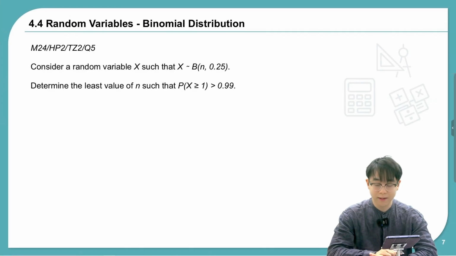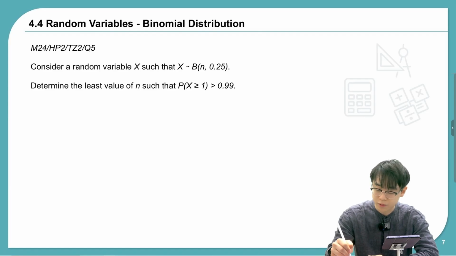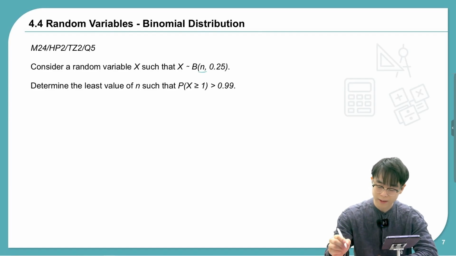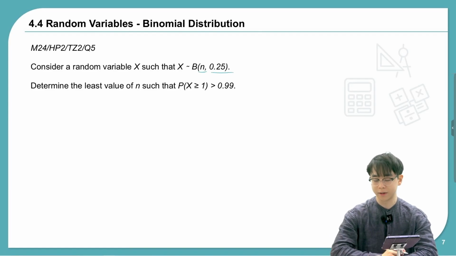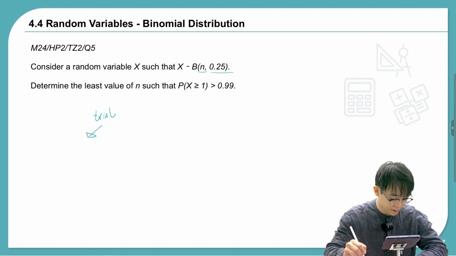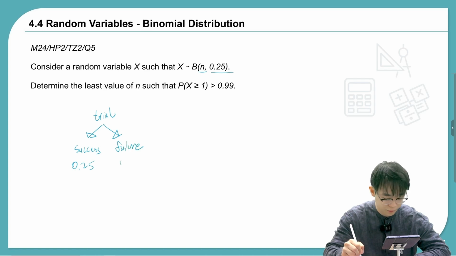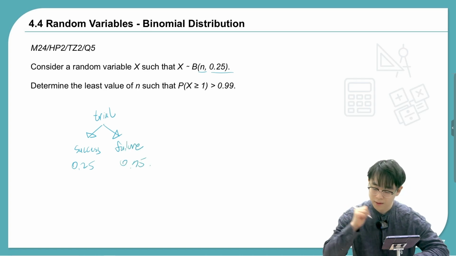Number 5, let's say we have a random variable x that follows a binomial distribution where there's n trials and probability of success 0.25. So for each trial, we're saying that there are 2 outcomes. There might be a success or a failure. So we'll say success with a probability of 0.25 and failure with a probability of 0.75.